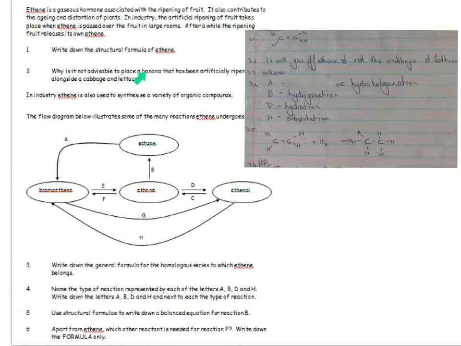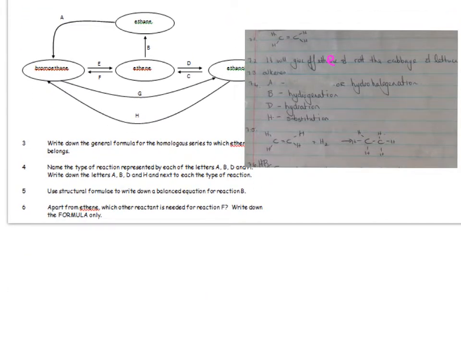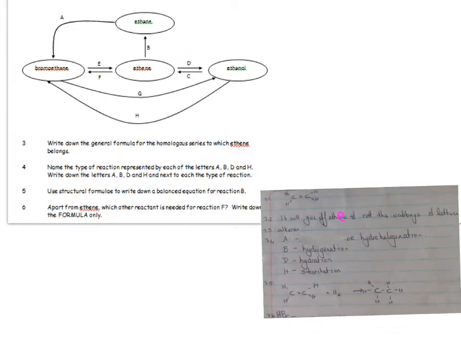Why is it not advisable to place a banana that has been artificially ripened alongside a cabbage or a lettuce? That banana will start making its own ethene and it will rot the cabbage and the lettuce, because after a while ripening fruit does make its own ethene. In industry, ethene is also used to synthesize all sorts of organic compounds. The flow diagram below illustrates many reactions that ethene undergoes. So, ethene is going to become ethanol, ethane, or bromoethane. Let's see what we're going to do.